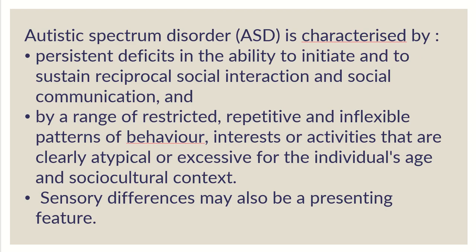Autistic spectrum disorder is characterized by persistent deficits in the ability to initiate and to sustain reciprocal social interaction and social communication, and by a range of restricted, repetitive, and inflexible patterns of behavior, interests, or activities that are clearly atypical or excessive for the individual's age and sociocultural context, as shown in the video. Or some sensory differences may also be a presenting feature. For example, some are disturbed by different brightness levels or wall colors or anything.